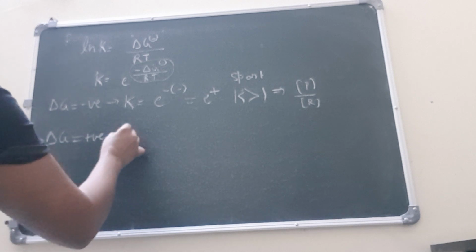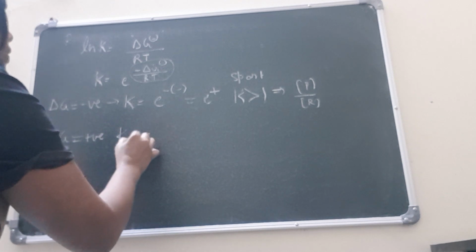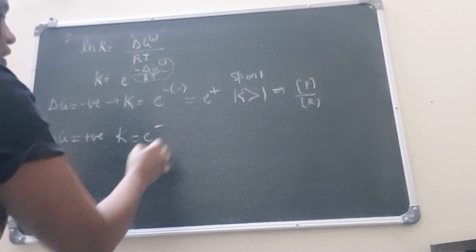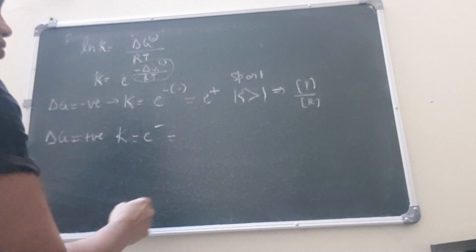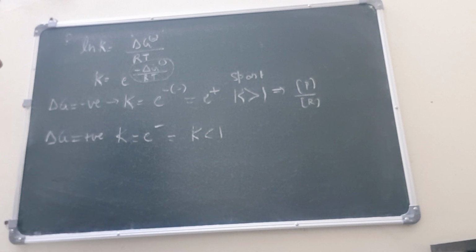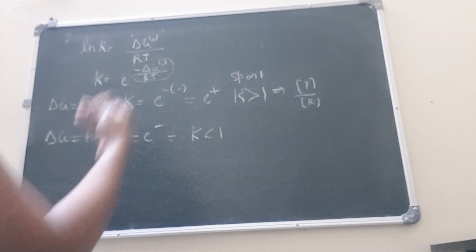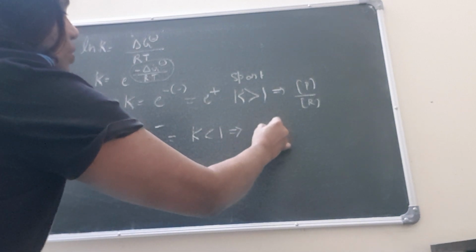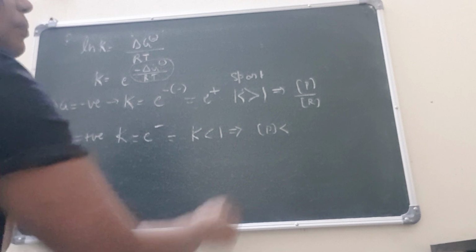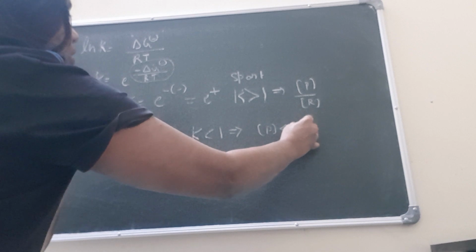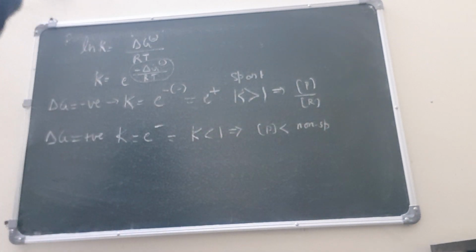Okay, so in the other case, K will be equal to e power negative into positive, which is negative. e power negative means it is a number which is less than 1. Right, 2 power 2 is greater than 1, but 2 power minus 2 is less than 1 because you get 1 by something. And in this case, it implies that product concentration is lesser. If product concentration is lesser, that means it doesn't want to form products, or in other words, it is non-spontaneous.